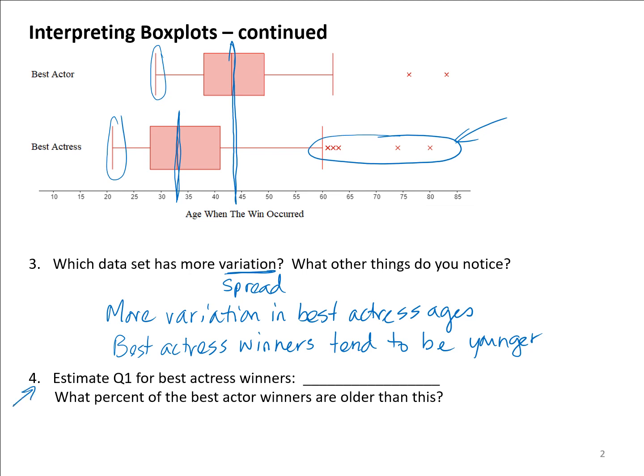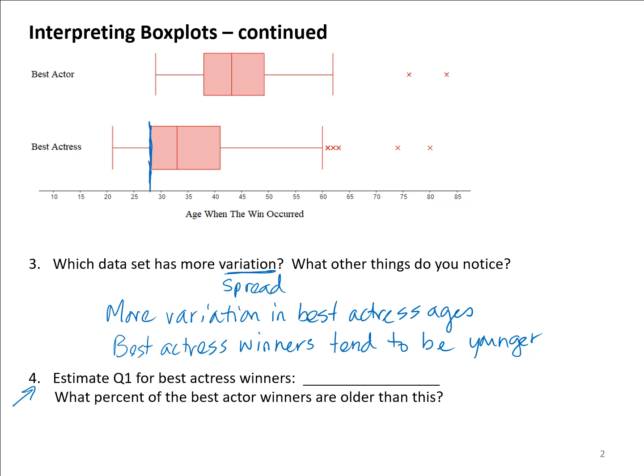Question 4, estimate Q1 for best actress winners. All right, so let me take out my markings to see this easier. Q1, again, would be the lower part of the rectangle. So if I look at the lower part of the rectangle and go down to the number line, that is approximately, I would say, 28 years of age.